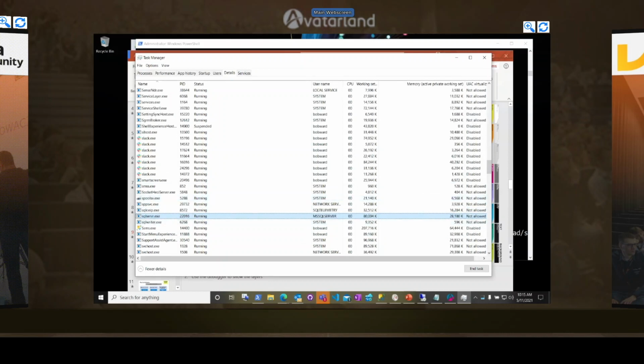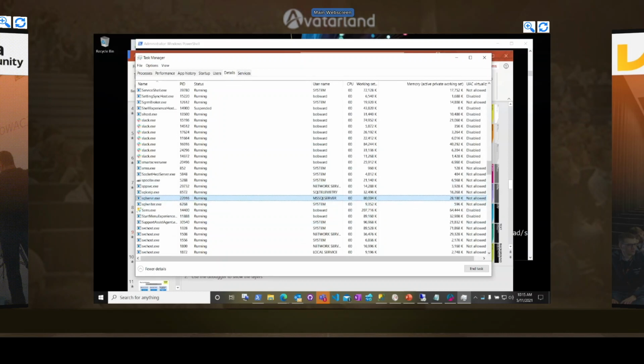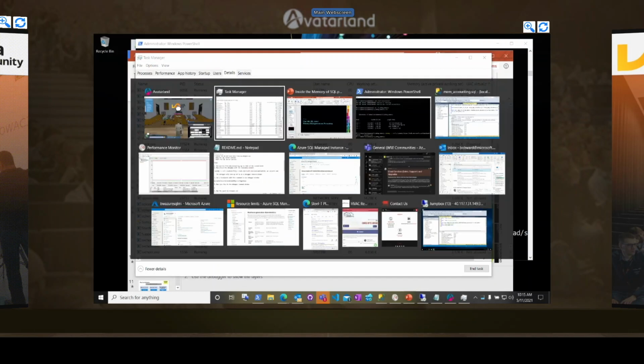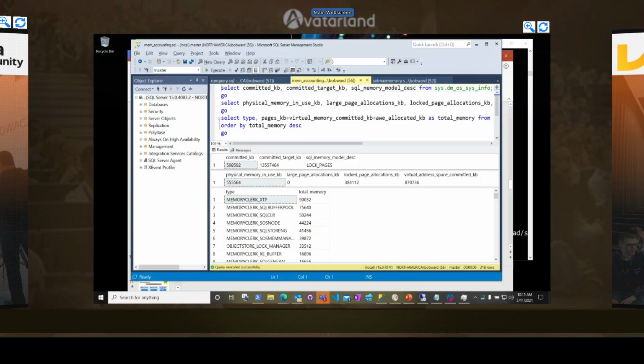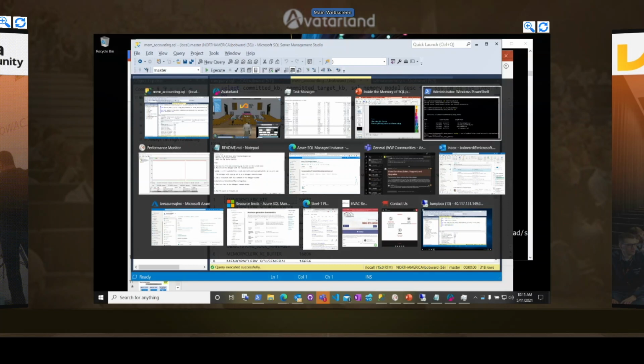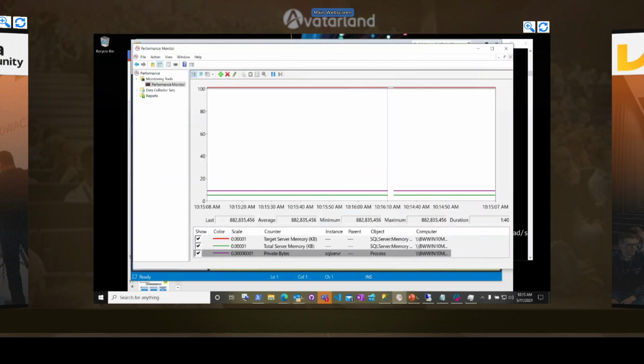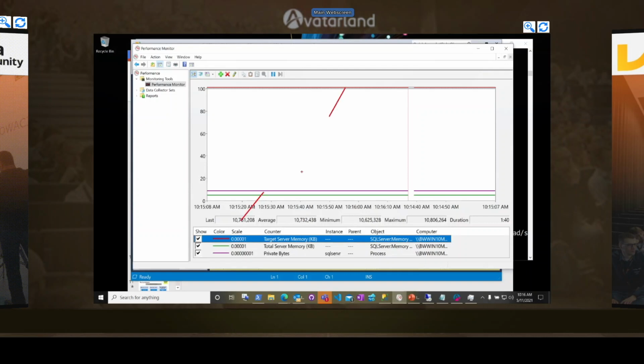So let's go look at the different SQL commands to see how this all works. Let me bring up perfmon first. Okay, this is Performance Monitor. Let's look at a couple of things. Notice here that the target is around 10 gigabytes. You can see that target right here. 10 gigabytes is the target. That's this red line, that's the ceiling.